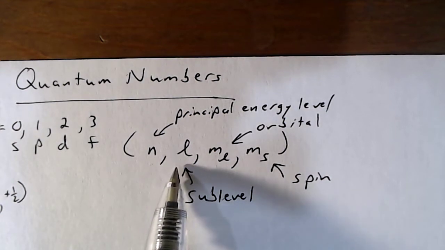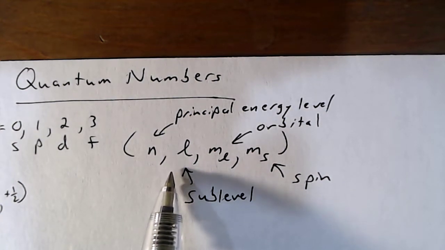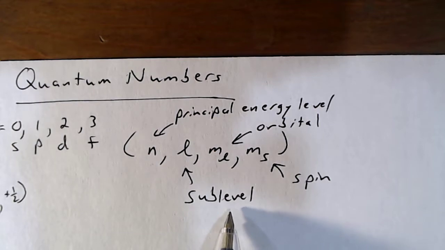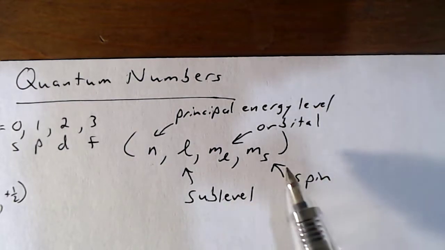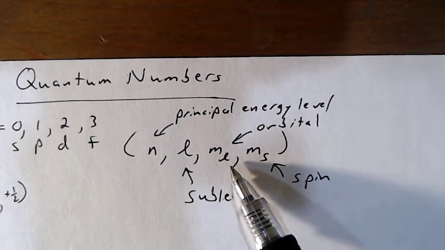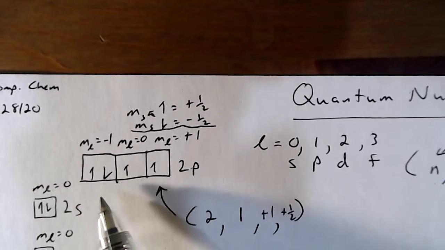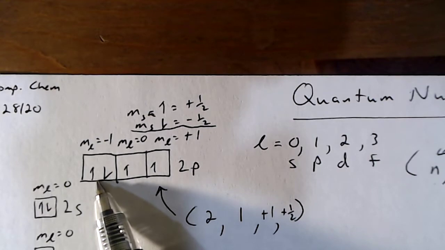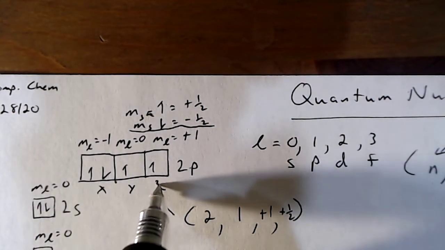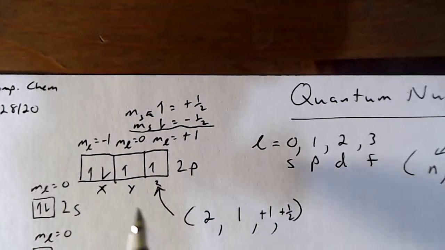And then the second number that you see is the angular momentum quantum number. Really, it just represents the sublevel that the electron's in, whether it's S or P or D or F. And then we have the magnetic quantum number. That represents whether the spin might be in the X or Y or Z axis going around the nucleus.